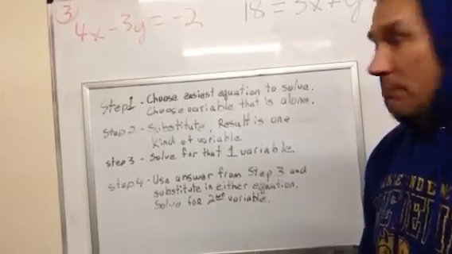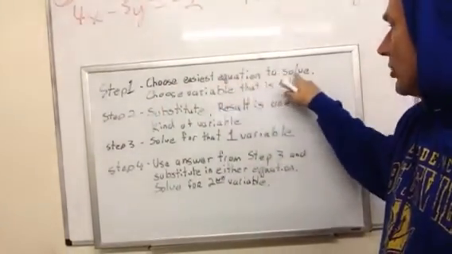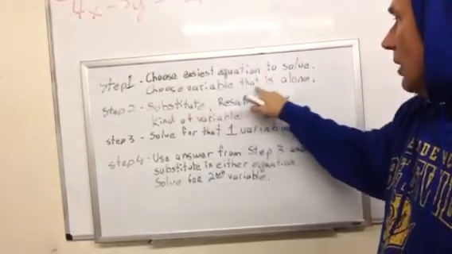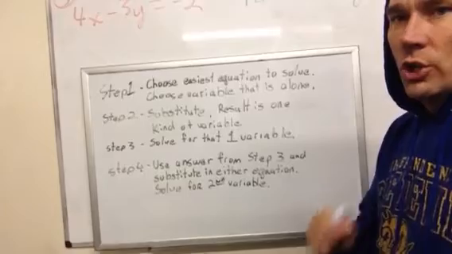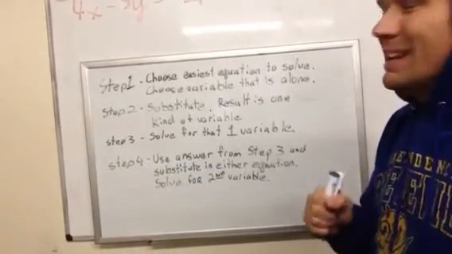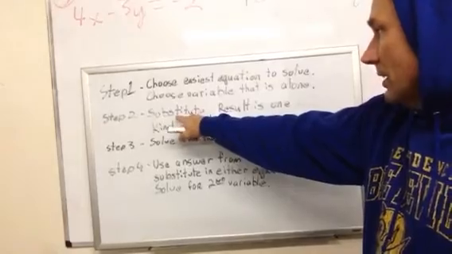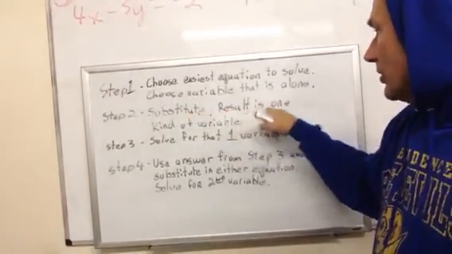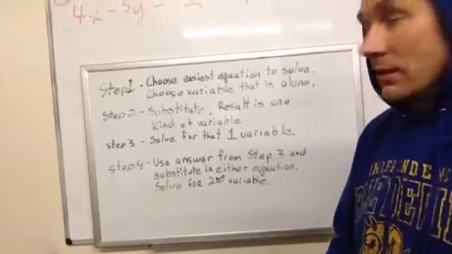These are the 4 steps. Step 1, choose the easiest equation to solve. Choose the variable that is alone. So that's the variable that has no coefficient, no number. Okay, we want to make this as easy as possible. Step 2, substitute. This will result in one kind of variable. So either all x's or all y's.